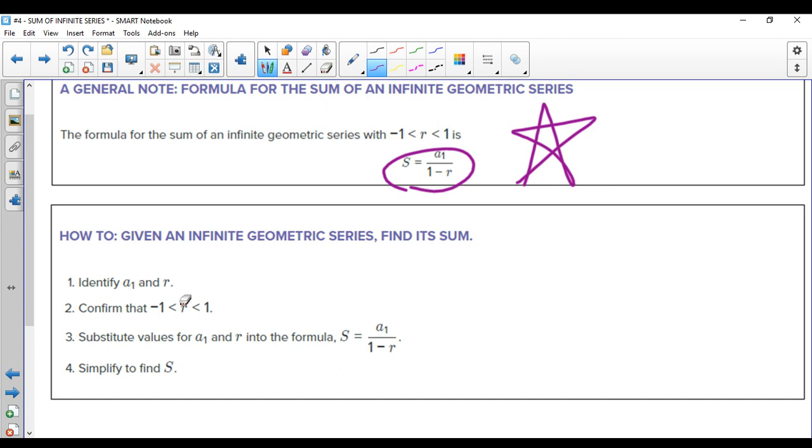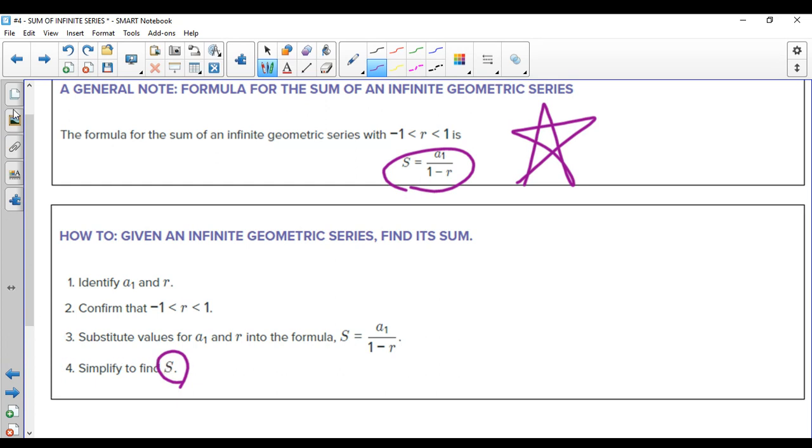Because remember, if the common ratio is larger than 1, you'll get larger and larger terms. And therefore, if you try to add up terms that are continually getting larger, they'll just approach infinity. So we have to have terms that are increasingly getting smaller or approaching 0. So then we can eventually find S, which is that infinite series answer, or the sum for that infinite series.